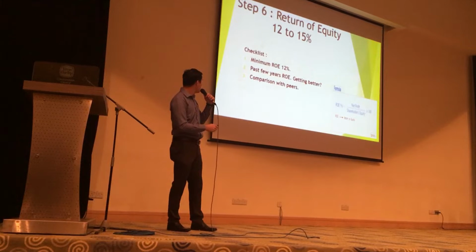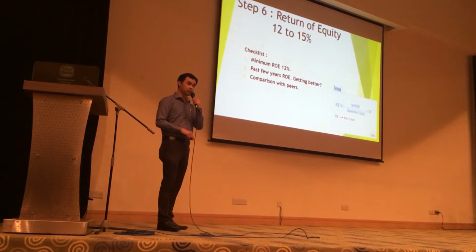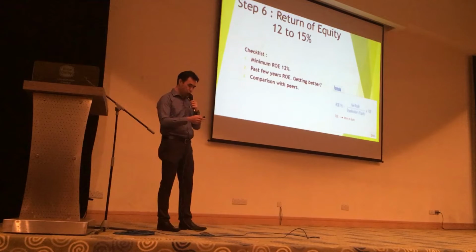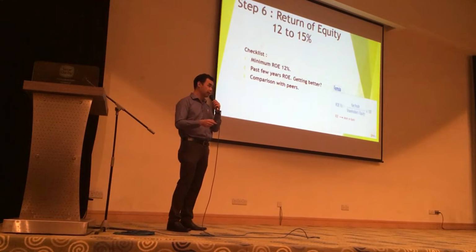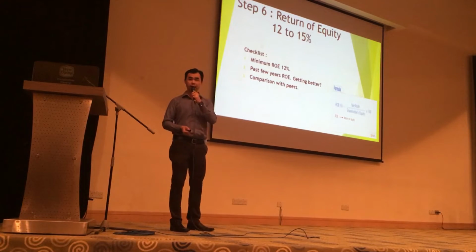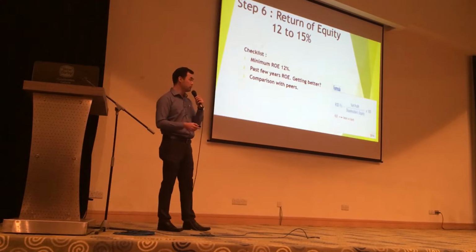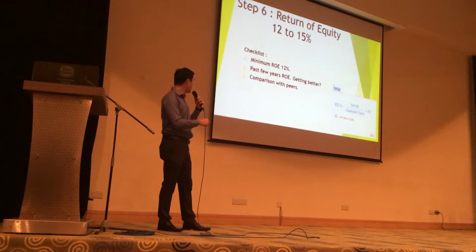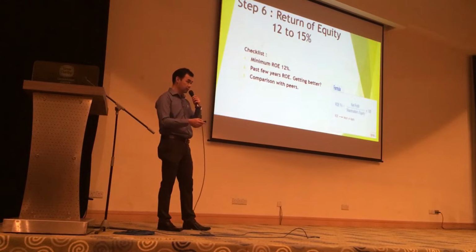Okay, number 6 here, ROE is 12 to 15%. Of course, I feel you have to achieve an ROE of 12% here. But do you have the past few years' ROE? Is the ROE increasing or maintaining? All this is very good, because then you understand more about the background of the company, whether they are doing better or worse in terms of ROE. In addition, also compare with the peers. Peers means all the competitors.